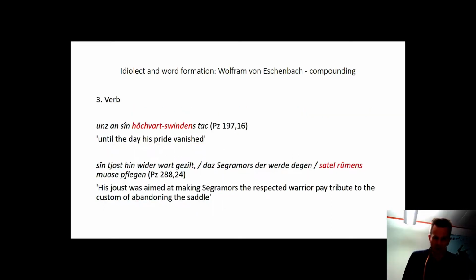In the area of verbal compounding, the system constraints of Middle High German mean that Wolfram has relatively little freedom for spectacular word formations. The few exceptions are compounds with implicit derivations as second constituents, such as hochwartswinden, disappearance of arrogance, or Sattelruhmen, leaving the saddle.